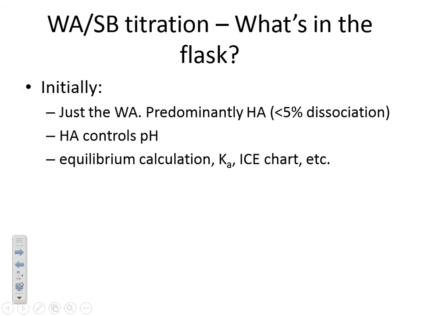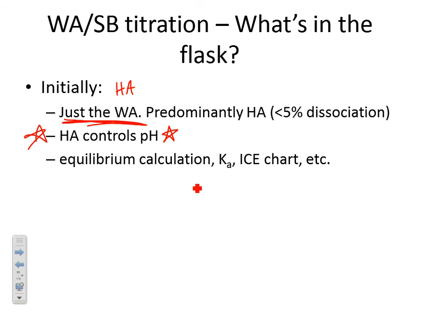First up, what is in the flask initially? In this example, we're talking about a weak acid, strong base titration, so imagine HA and NaOH. Initially in your flask, before you start your titration, you have present just the weak acid, just your HA. It's a weak acid, so it hasn't dissociated much at all, and we mostly have the HA form. It's not H plus and it's not A minus, and you don't have any common ions. So what controls the pH? The HA controls the pH initially.